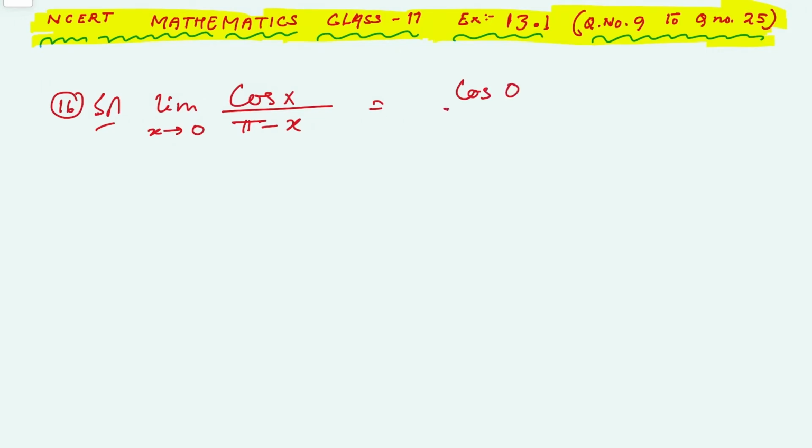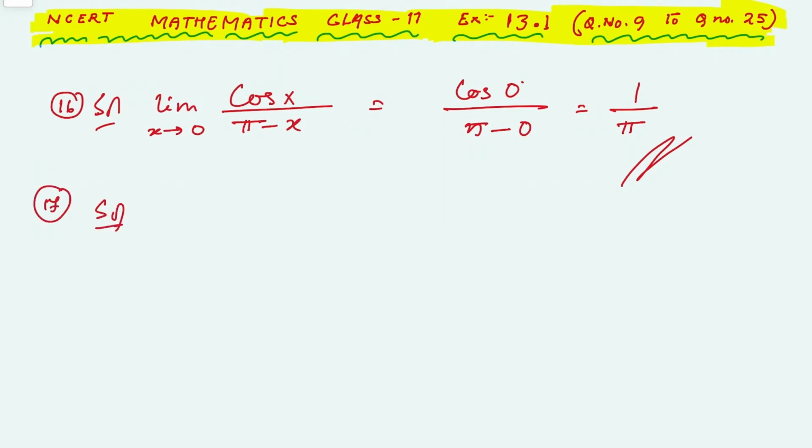So cos of 0 by pi minus 0, so cos of 0 is 1, so pi minus 0 is pi, so that is our result. It's simple as that. Okay, now 17, let me show you 17 here.